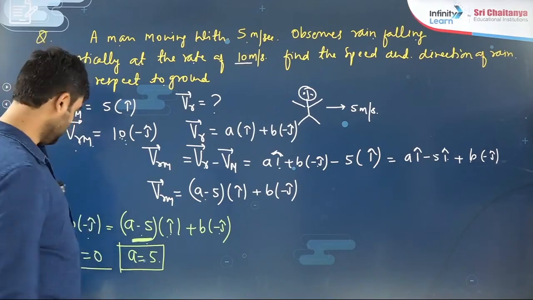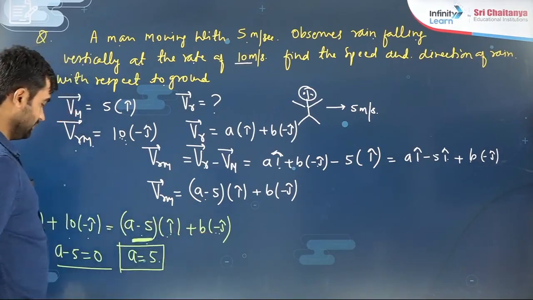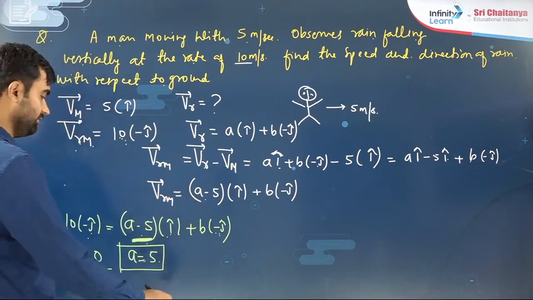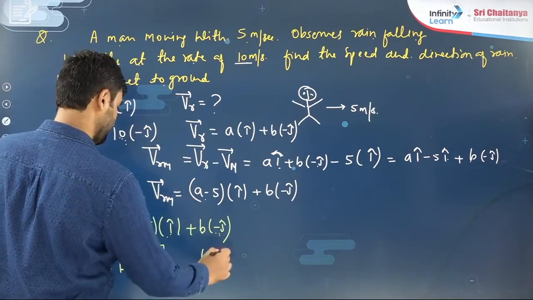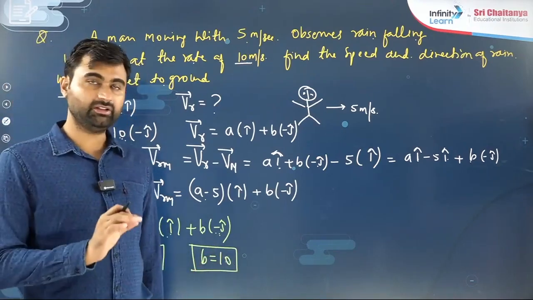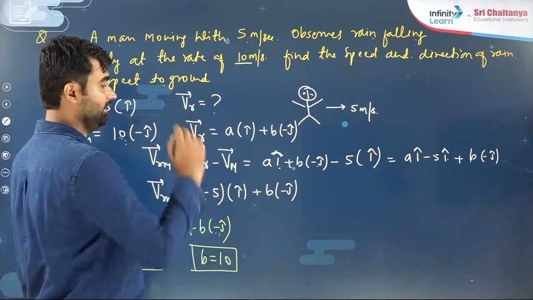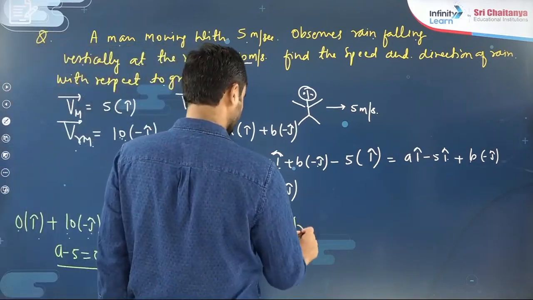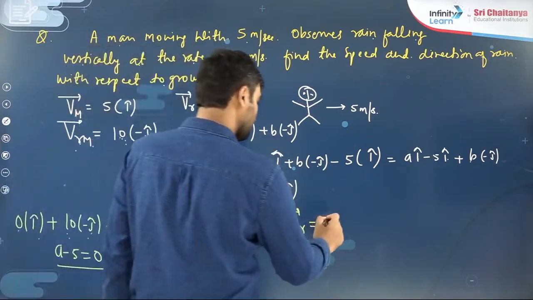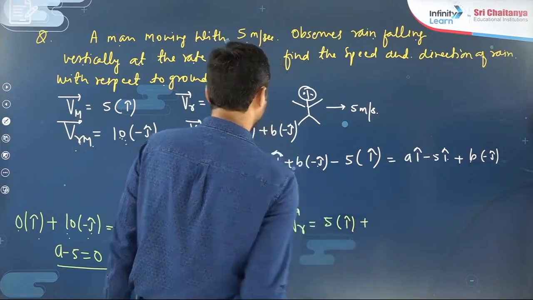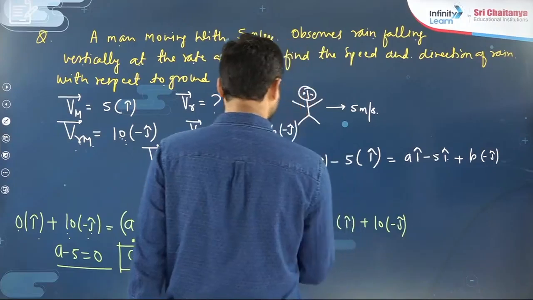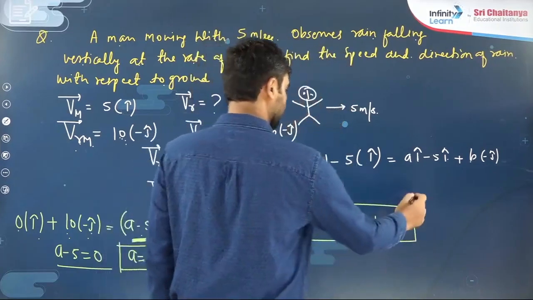Now we need b also. Compare this minus j cap. Minus j cap coefficient here is 10 and here it is b. So b value is how much? b value is 10. So we calculated both a and b. So finally we can write velocity of rain. So velocity of rain is how much? Already we wrote it, a i cap plus b minus j cap. a value is 5 i cap and b minus j cap, b value is 10. This is velocity of rain. Is it clear? This is our answer.